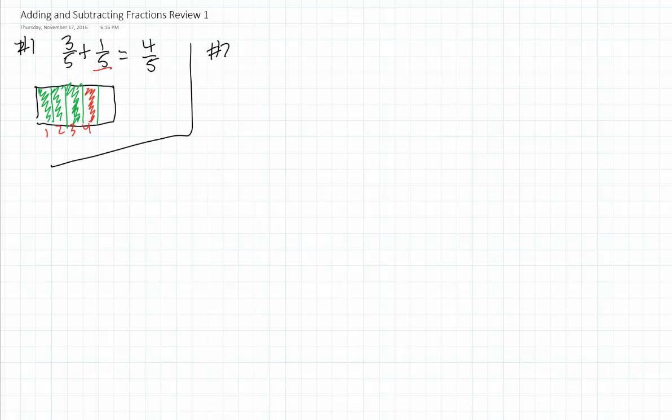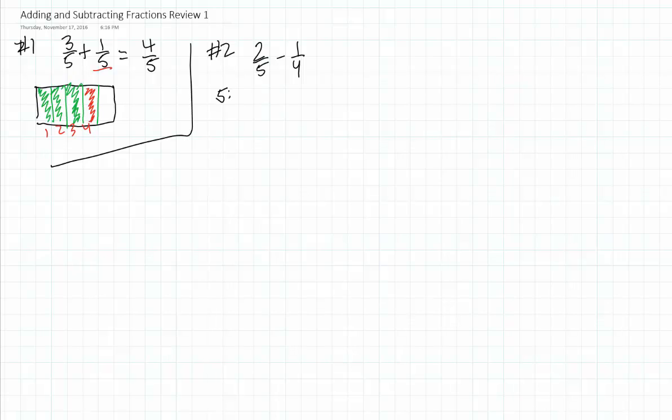Take a look at number 2 now. Number 2 is a little different. Now, it does not have common denominators in number 2. We have 2/5 minus 1/4. So there's a lot of strategies we talked about on how to find the lowest common denominator. Let's go ahead and just list the multiples.